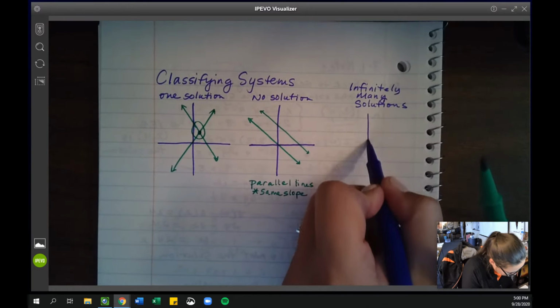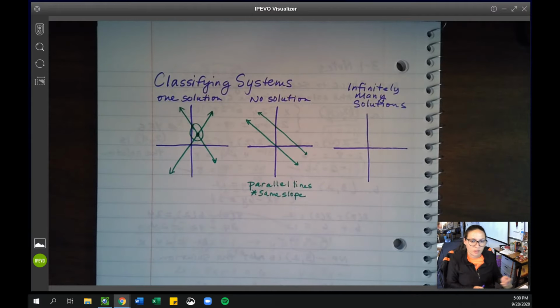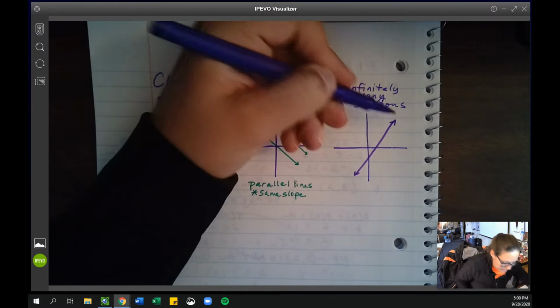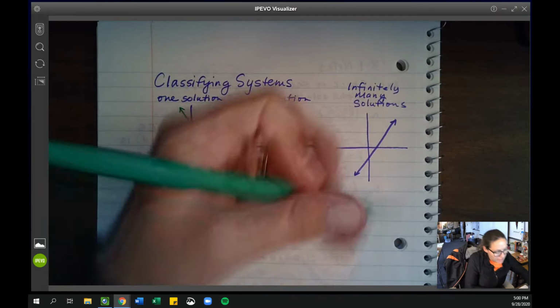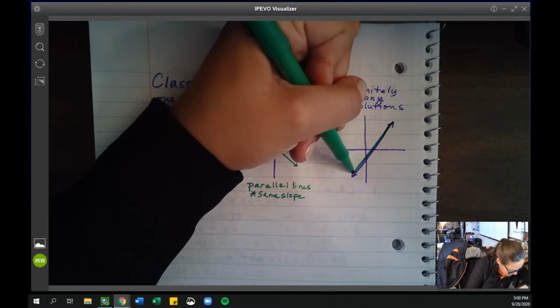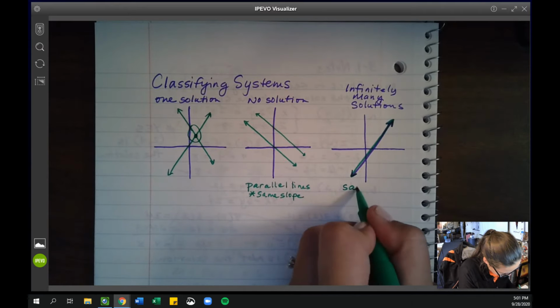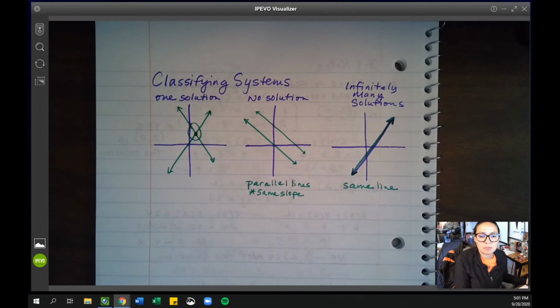All right, third scenario is that we have infinitely many solutions. So let's say I have this line here. How could I possibly draw another line that's going to hit that purple line infinitely many times? Well, the only way that's possible is if the two lines are actually the same. So same line.